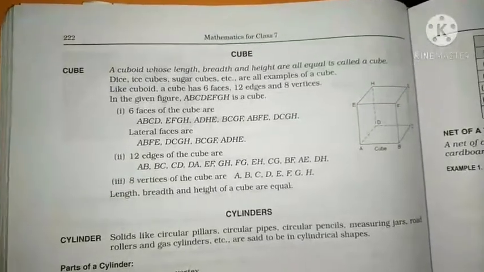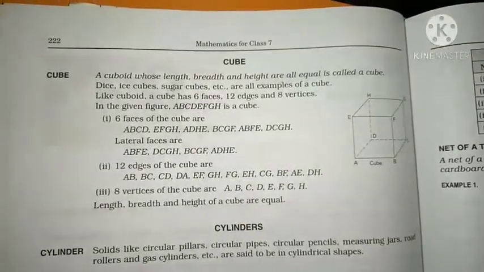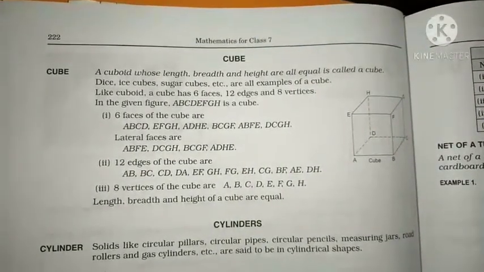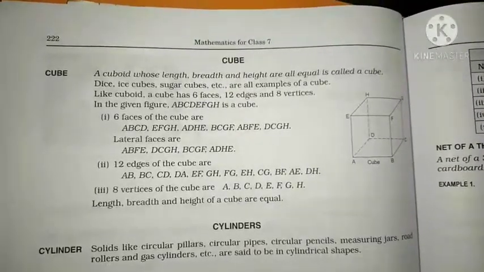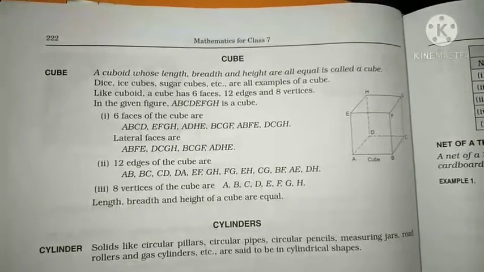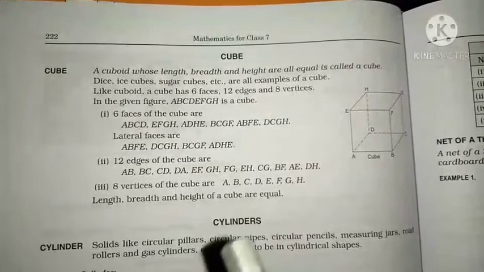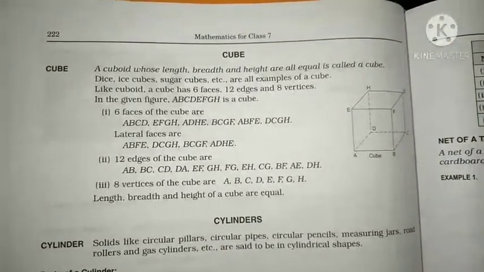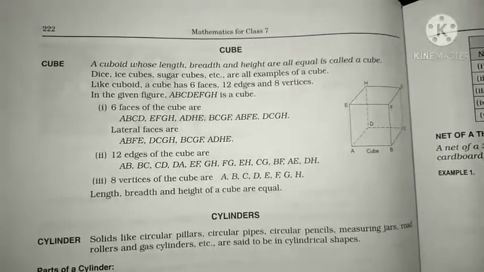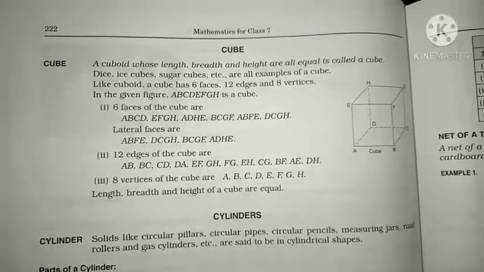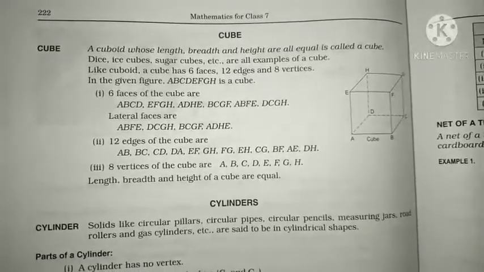Okay, next one is cube. A cube is also a cuboid, but the only difference is that length, breadth and height are all equal in a cube. So we can say that a cuboid whose length, breadth and height are all equal is called a cube. Examples of a cube can be a dice, ice cube, sugar cubes, etc. They are all examples of a cube, right? So like a cuboid, a cube also has 6 faces, 12 edges and 8 vertices.